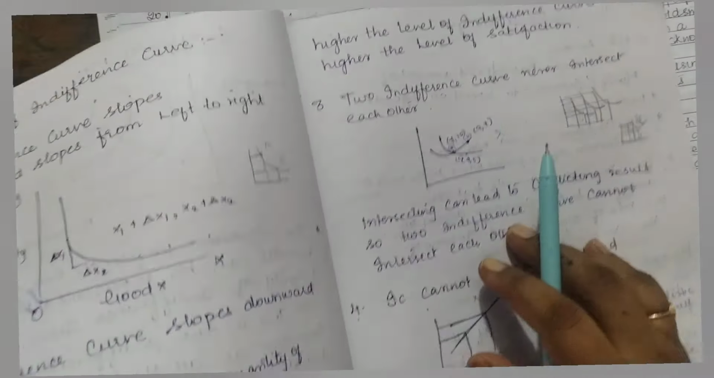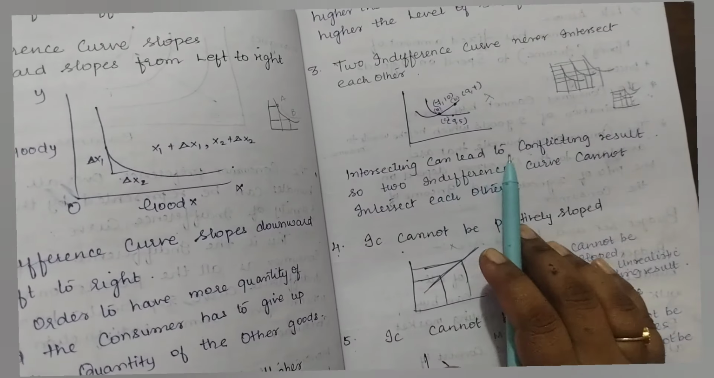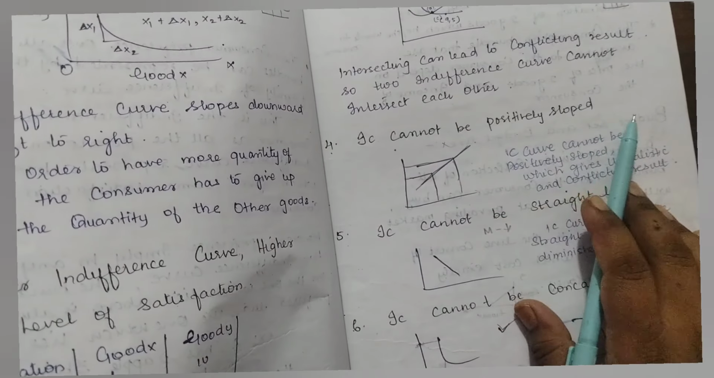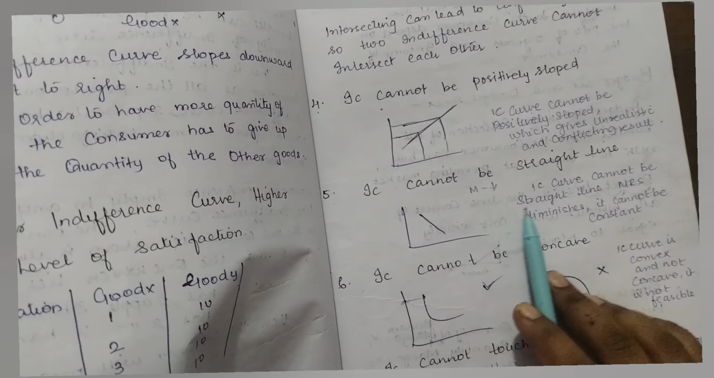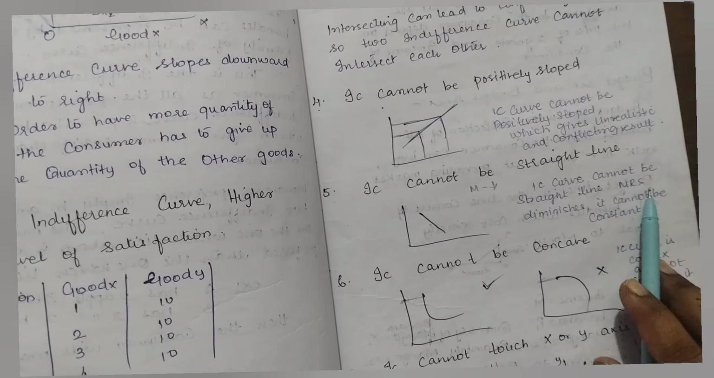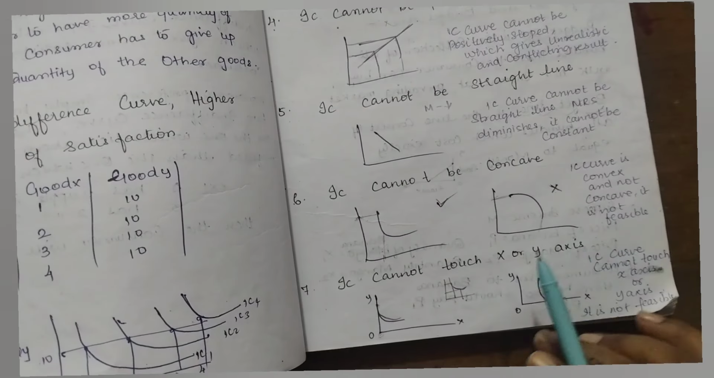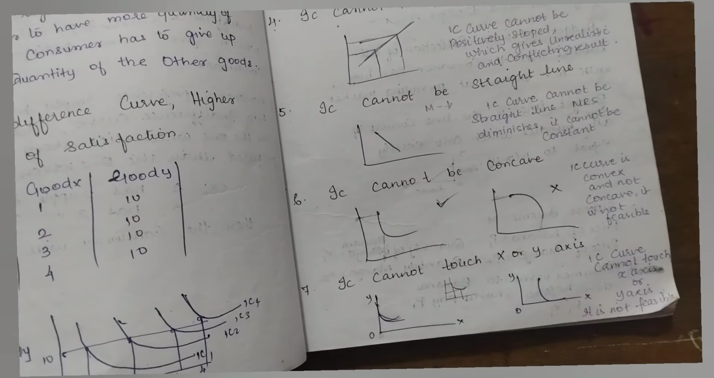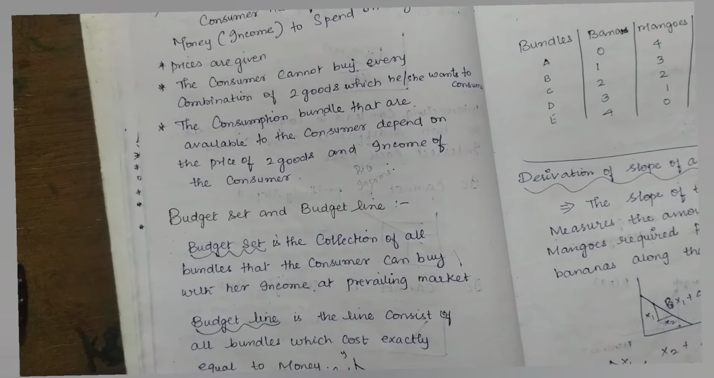Two indifference curves never intersect each other. Intersecting can lead to conflicting results. The IC cannot be positively sloped because it will give unrealistic and conflicting results. The IC cannot be a straight line because the marginal rate of substitution diminishes; it cannot be constant. The IC is convex and cannot be concave as that is not feasible. The IC also cannot touch either the x-axis or the y-axis. So that is all about the features of the indifference curve.